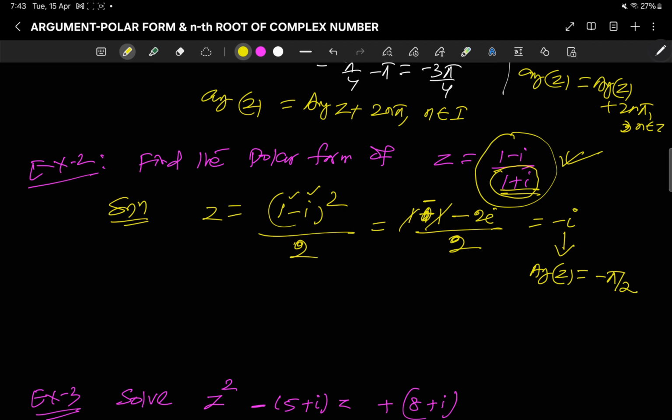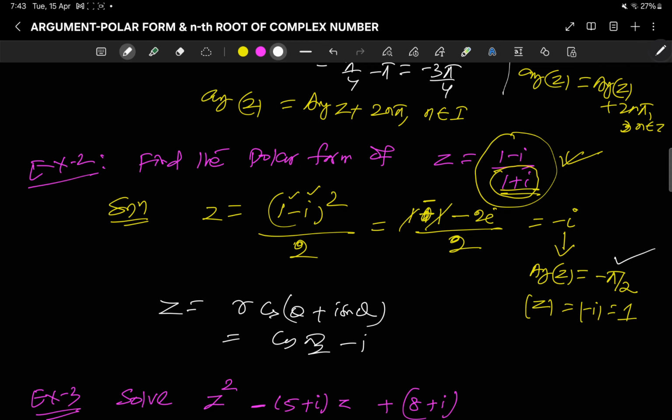What is your r? And what is your mod z? Mod z, mod of minus i, is equal to 1. So what is your r? Therefore your z is equal to r into cos theta plus i sin theta. So r is 1. It is cos pi by 2 minus i sin pi by 2. In that way we will write.